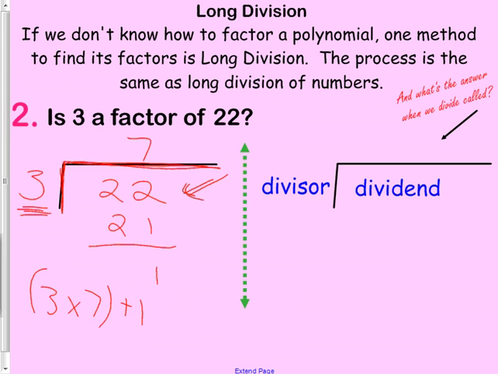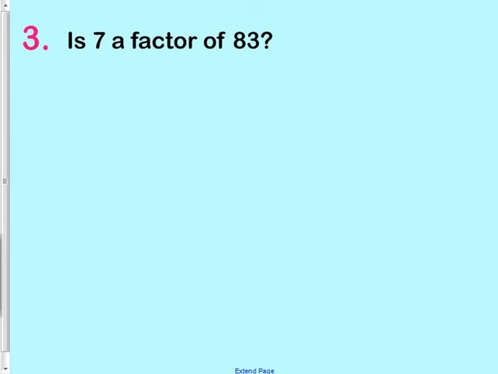3 times 7 is 21. Plus 1 makes 22. That's what we're trying to do. We're trying to figure out two numbers that would multiply and equal this. Now, it doesn't happen to work out perfect, so we have to use this leftover right there, the remainder. We have to use that remainder to get my final answer, which was the 3 times the 7 plus the 1.